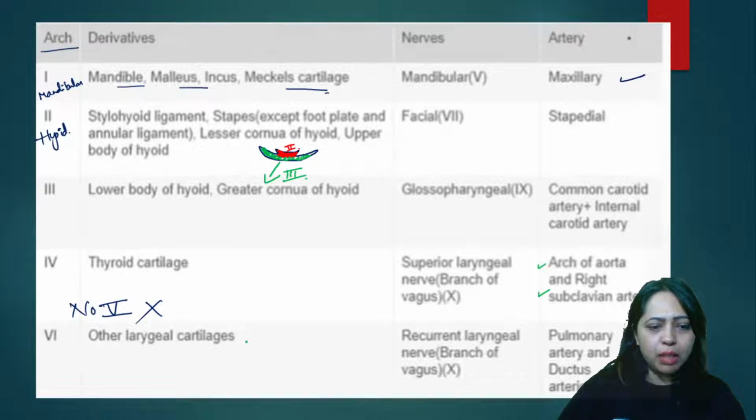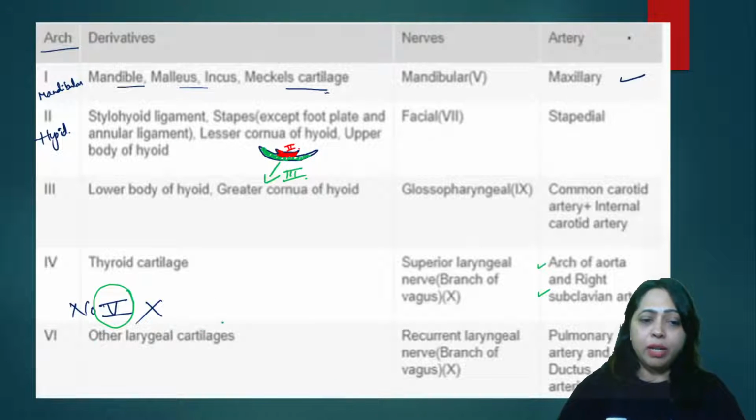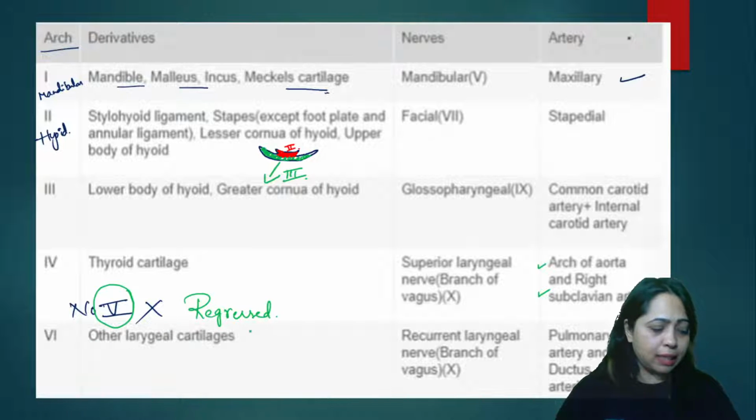And here you can also see there is no fifth one. There is no fifth, and that gets regressed. Okay, that gets regressed. So it is not existing at all. But you have the next one, that is the sixth one.